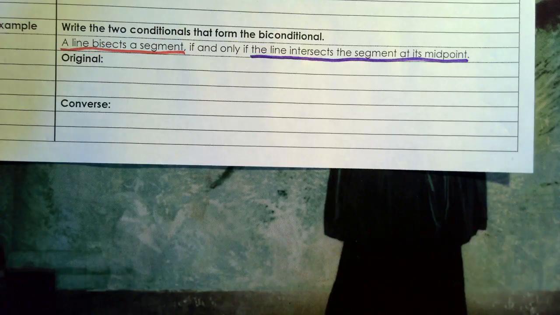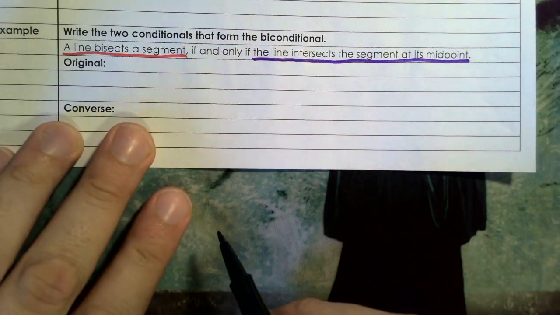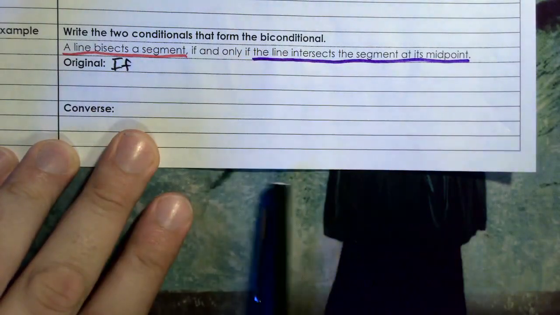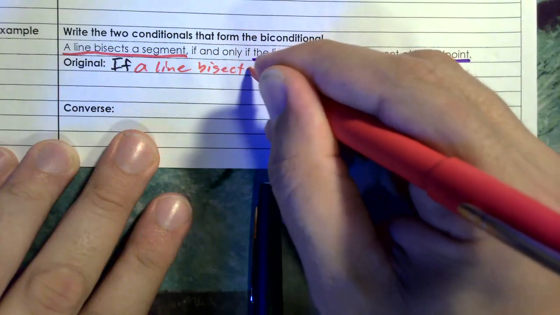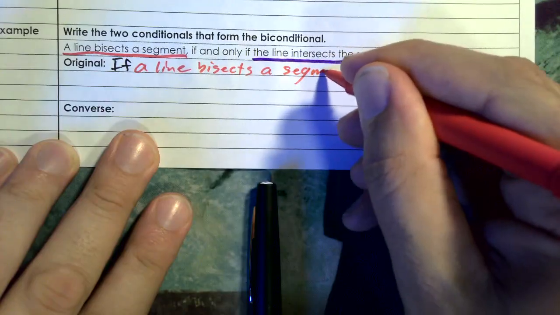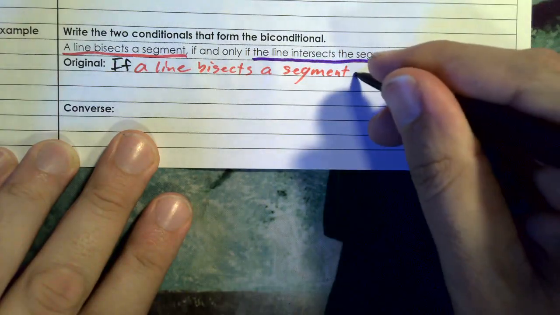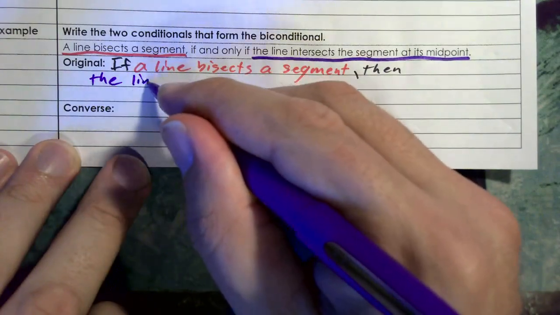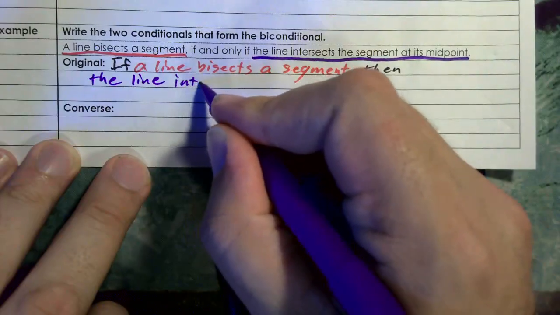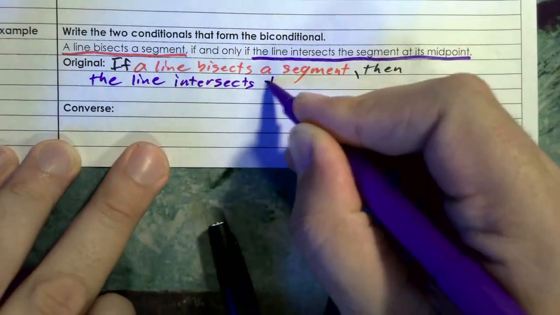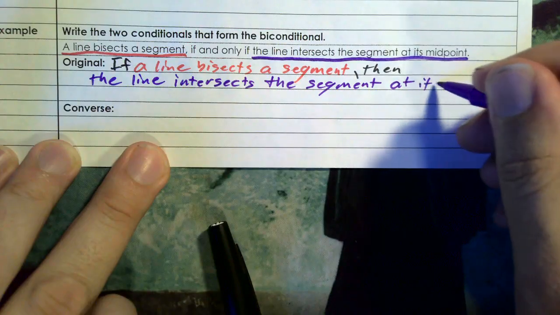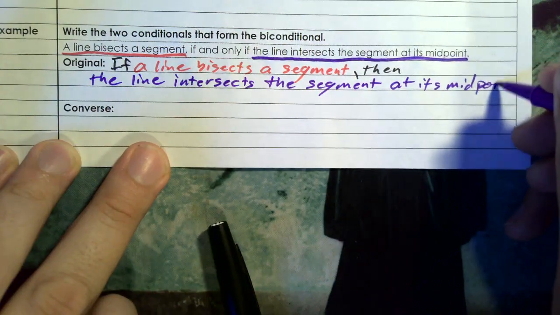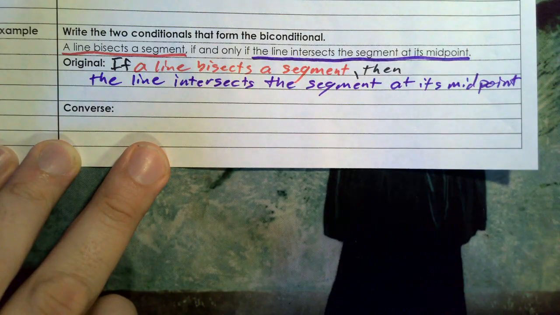So the first one, I'm just going to use the red one as the first one. Since we want to write the if-then statement, I want to use if and then. So I want to say, if a line bisects a segment, then the line intersects the segment at its midpoint. There we go.